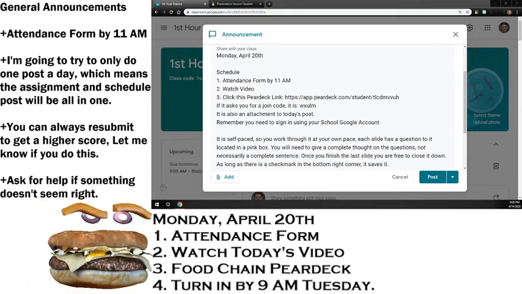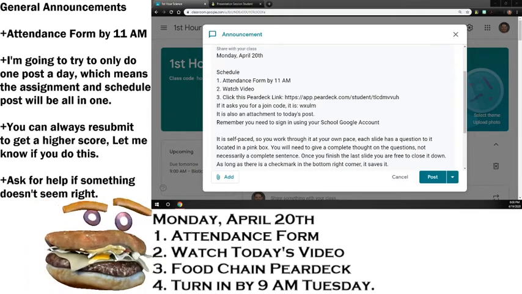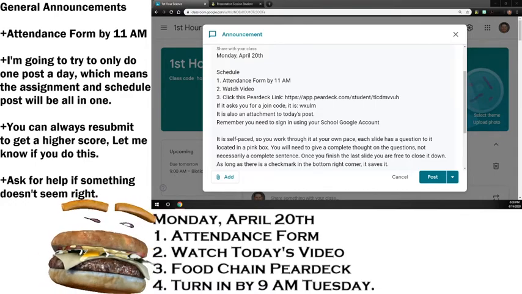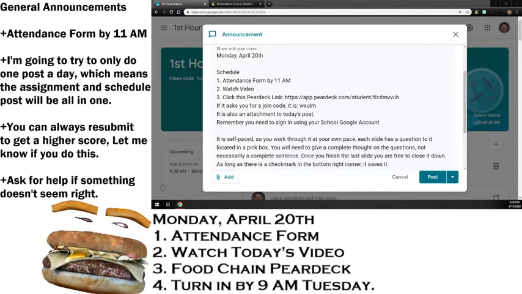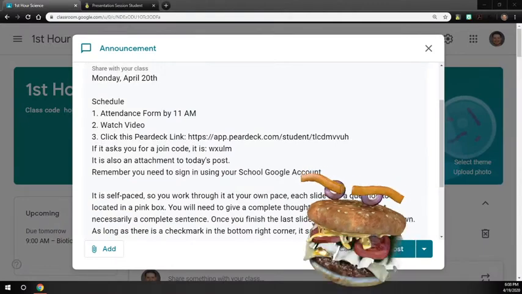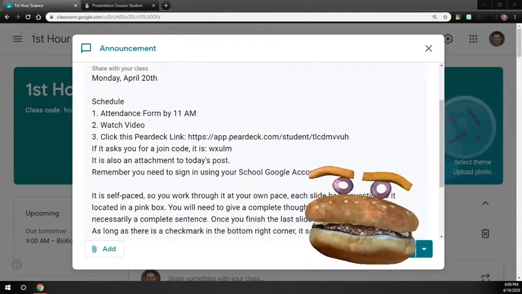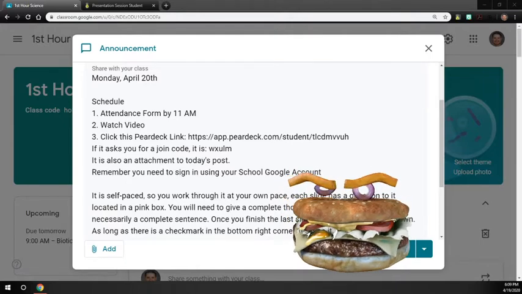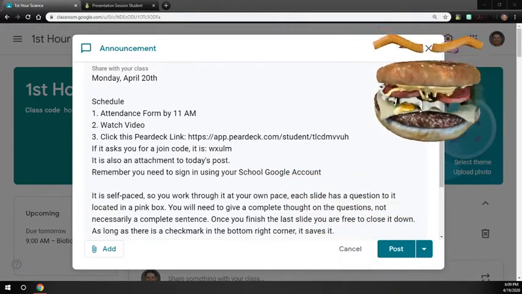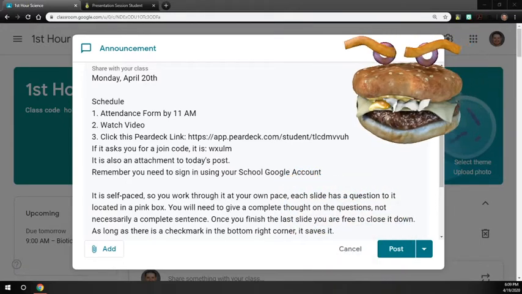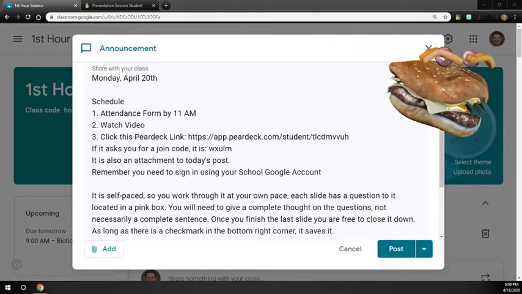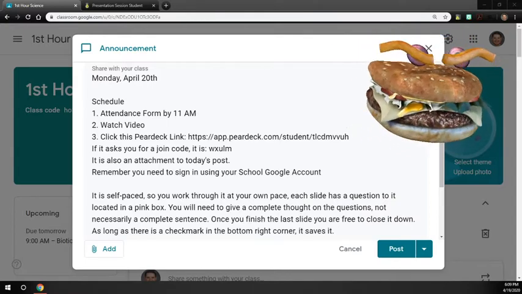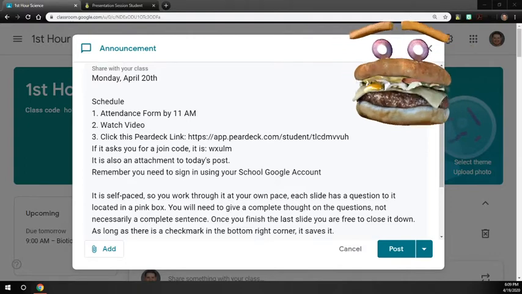Today's assignment, which is over there. Hold on, let me switch my screens here so you can see it a little bit. There we go. Right over here. You can see we are looking at another Pear Deck to look at some notes since we are doing the food chains this week.